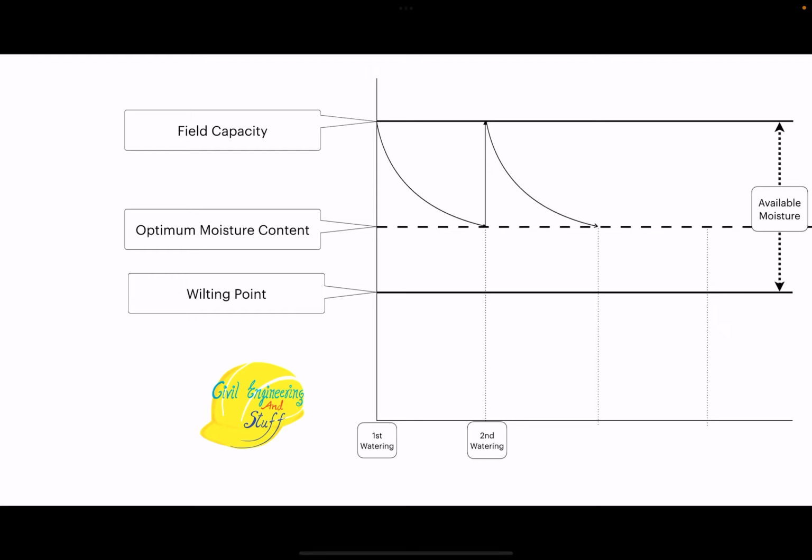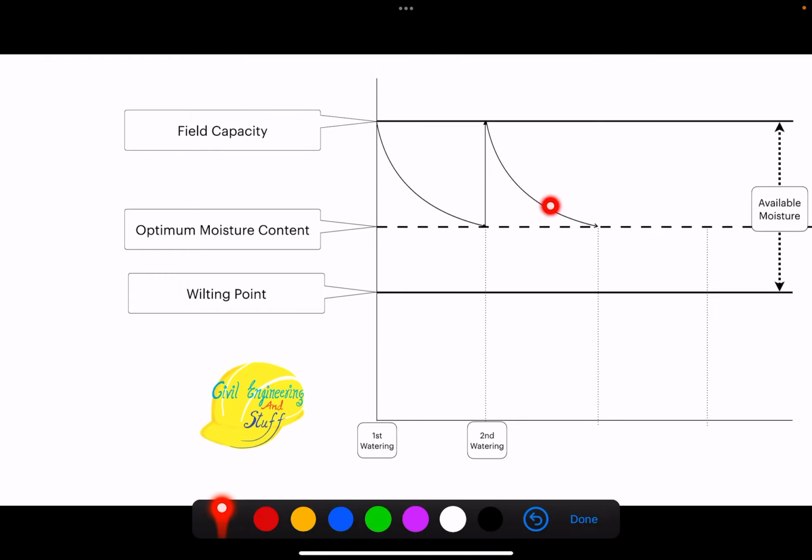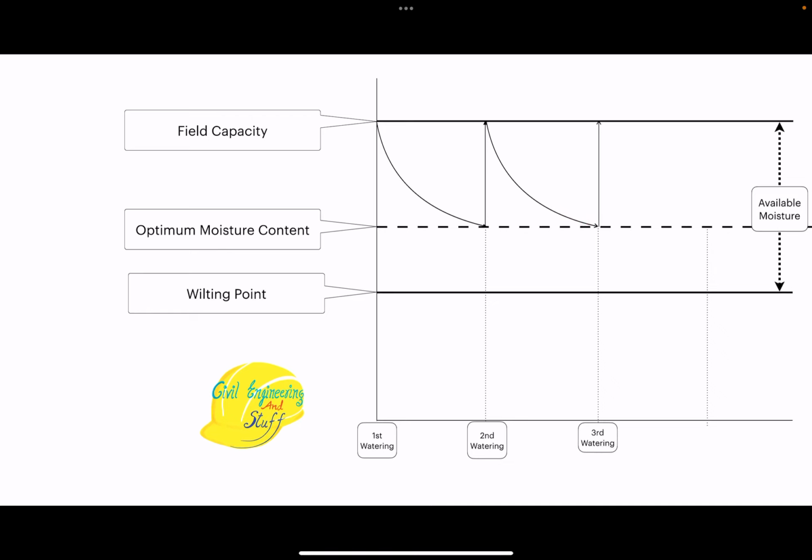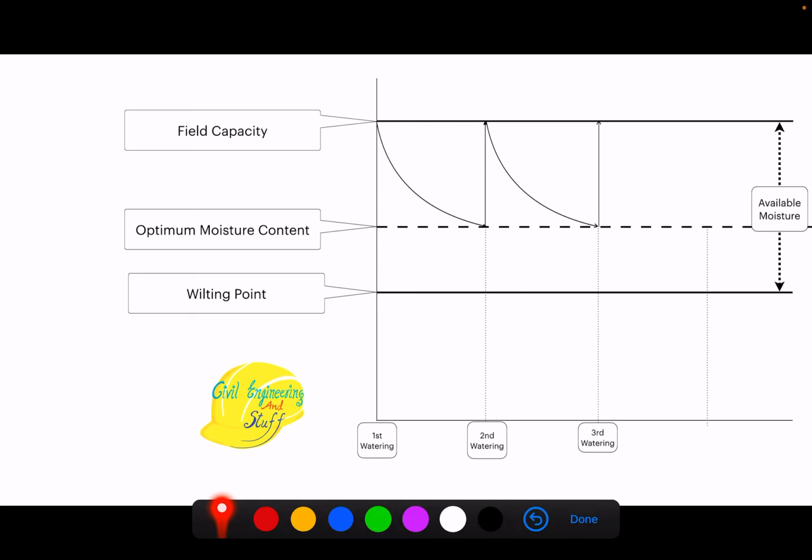Okay, and then again for the third watering, we skip a few days, and then the moisture content of the soil will start to go back to the optimum moisture content level, and then again the third watering shall be done to increase the moisture content of the soil back to the field capacity. And this is how the interval of irrigation is decided.